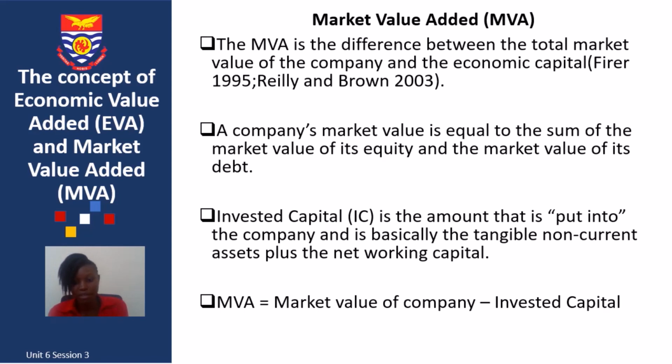So it's simply the market value of a company minus invested capital. You should note that the market value of a company includes that of debt and equity. So the sum of the market value of debt and the market value of equity will give you the market value of the company. When you deduct the invested capital, or the amount of funds that was put into the company at the beginning, then you have your market value added. So market value added, or MVA, is simply the surplus when you deduct your invested capital from the market value of the company.